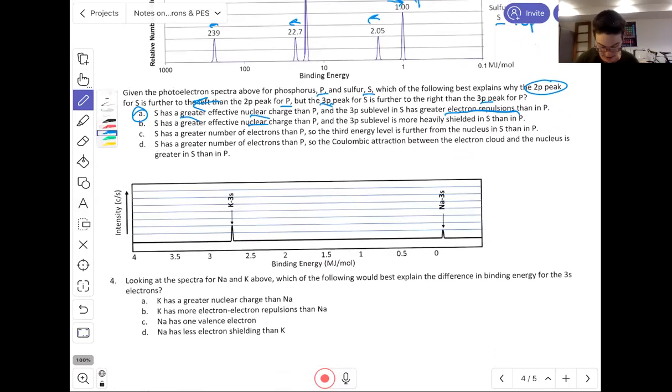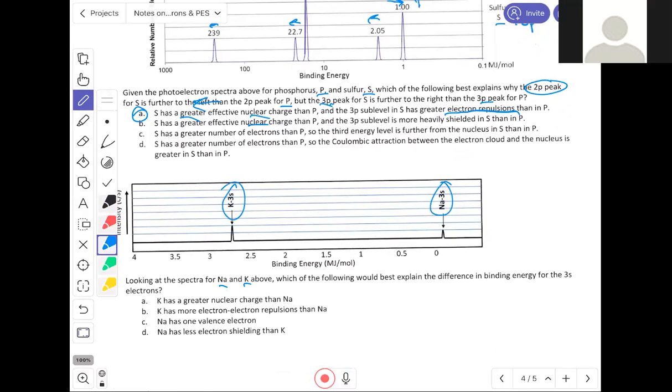So this next question is another one comparing two different things. You've got sodium and potassium. Which one is going to explain the difference in energy here? So sodium and potassium are stacked on top of each other on the periodic table. What's the atomic number for each one? 11 and 19.